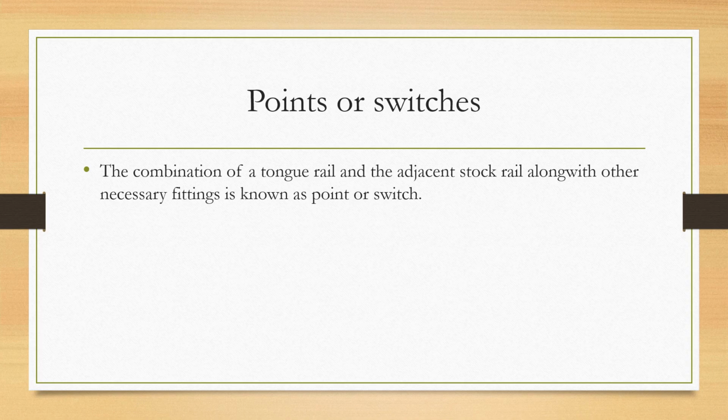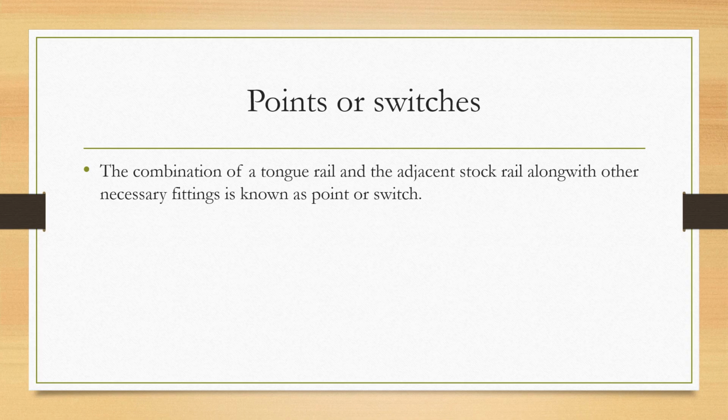Stub switches. In this type of switch, no separate tongue rail is provided and some portion of the track is moved from one side to the other side. This type of switch is not used these days. It can be used for temporary works, for diverting the trains during maintenance or construction of a new railway track.